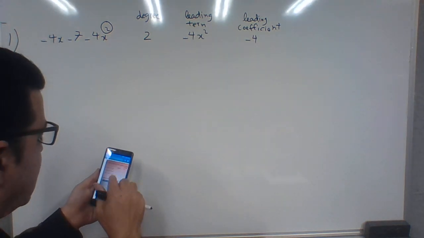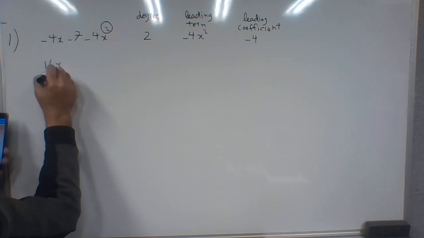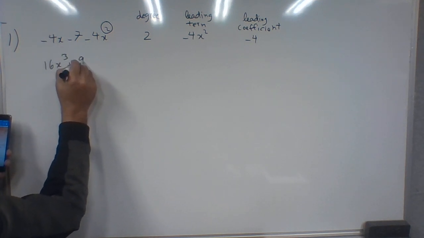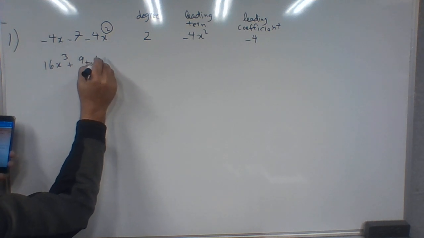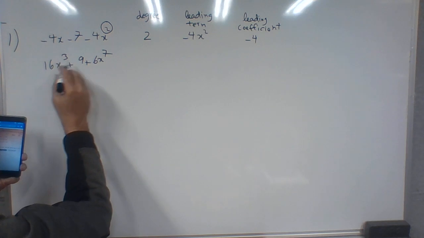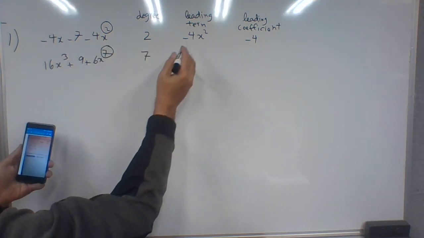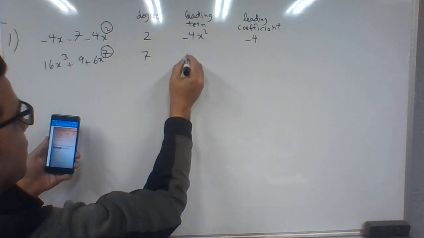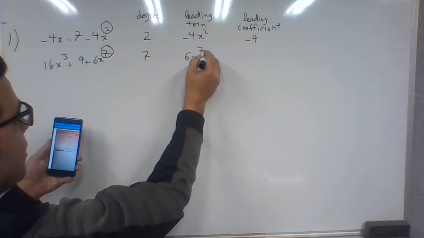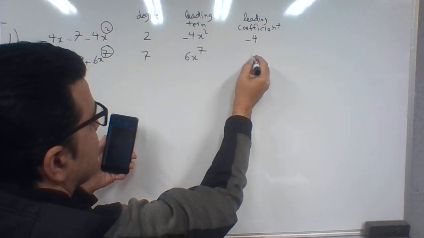Now we go to second question. 16x3 plus 9 plus 6x7. So the degree is the highest degree, 7, right here. The leading term is 6x7. And the leading coefficient is the multiplier of the highest degree, so it is 6.